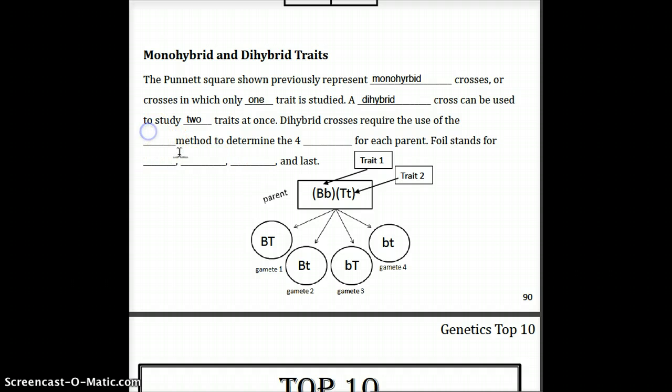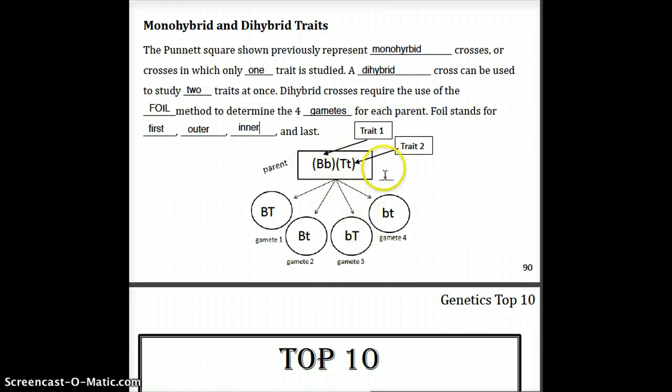Dihybrid crosses use FOIL, like aluminum foil, F-O-I-L, okay? But that's just going to be an acronym, an abbreviation to represent how we're going to find the 4 different gametes for each parent. So FOIL, the F in FOIL, do you guys know what it might be? If the L is last, the F in FOIL is going to be first. The O in FOIL is going to be outer. And if the O in FOIL is outer, the I in FOIL is going to be inner.